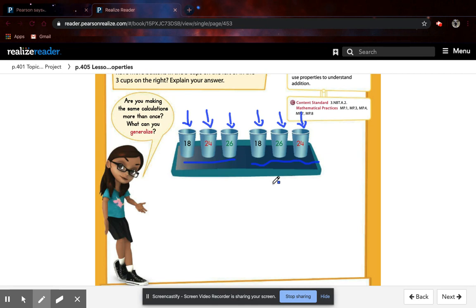So the generalization could be adding the same numbers will give me the same sum no matter what order they're in. So it doesn't matter if I add 18 plus 24 first or 18 plus 26 first. All that matters is that I'm adding the numbers all together.